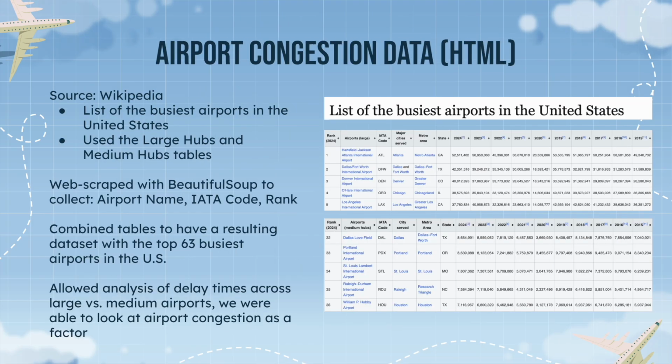For a second dataset, we collected airport congestion information from Wikipedia, specifically the page listing the busiest airports in the U.S. We focused on the large hub and medium hub airport tables since those categories represent the airports that handle the majority of U.S. passenger traffic. To extract the data, we used Beautiful Soup and combined both tables into a single dataset which contained the top 63 busiest airports in the country. This dataset was important because it let us analyze whether airport size and congestion level actually influence delay times.